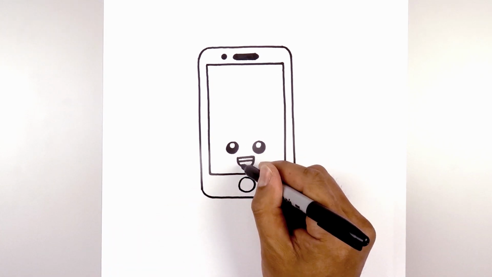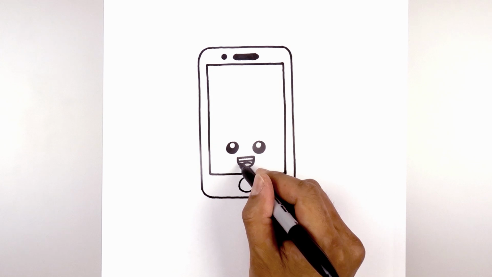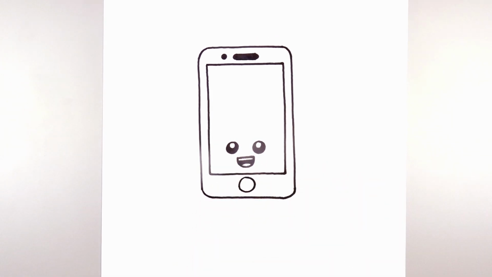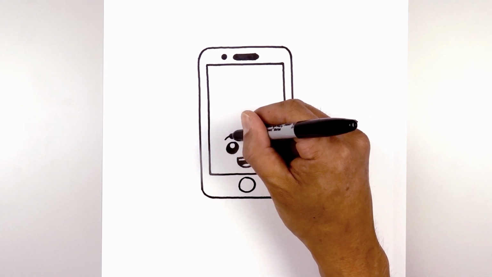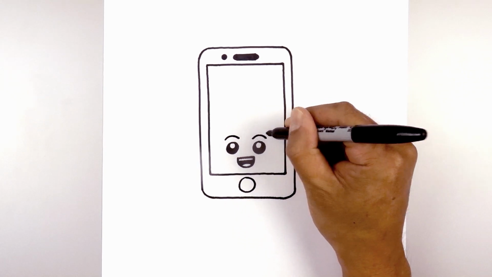Now I'm going to add the tongue. Over on the left side, I'm going to curve up and then down. I'm going to fill that center area in black. Let's give him some eyebrows. Just above the left eye, I'm going to curve up and then down. We'll do the same thing on the right side.